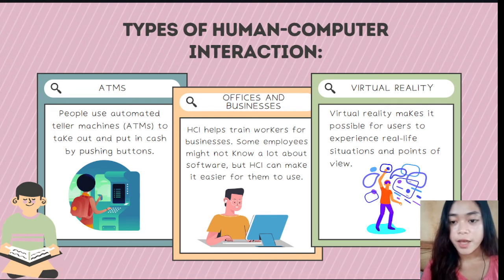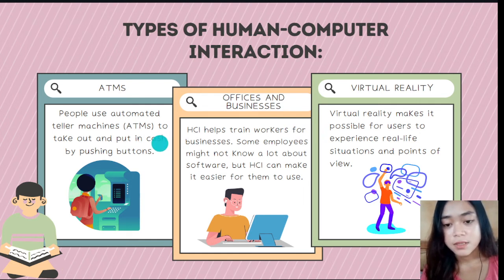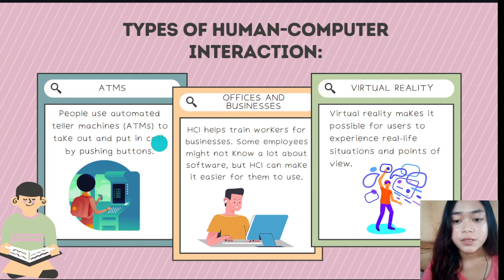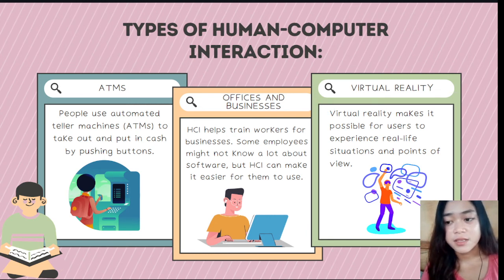We have here ATMs, offices and businesses, and virtual reality. So, ATMs. People use automated teller machines, or ATMs, to take out and put in cash by pushing buttons. Machines like these let people and computers work together to make the process as quick and easy as possible. They also use HCI principles to make sure that the interface is safe to use and doesn't let sensitive information about a person slip through the cracks.